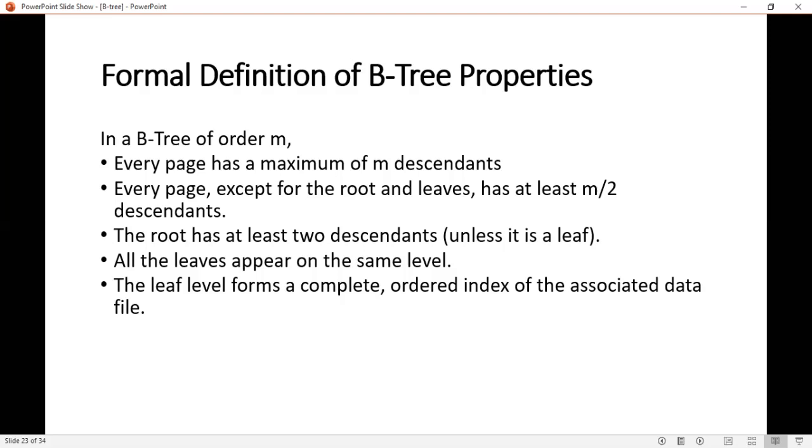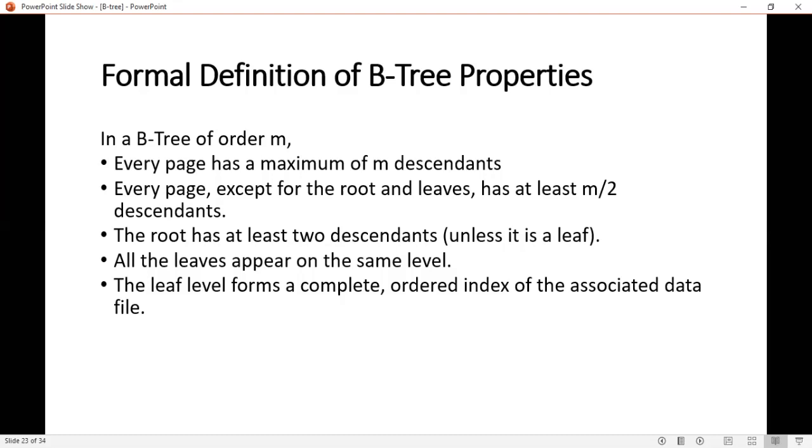Leaves are nodes that don't have children, that is, no left child or right child. The root has at least 2 descendants unless it is a leaf, that is, unless it is a tree with just one node. In that case the root doesn't have descendants. Otherwise, if the root node is not a leaf node, it has at least 2 descendants.